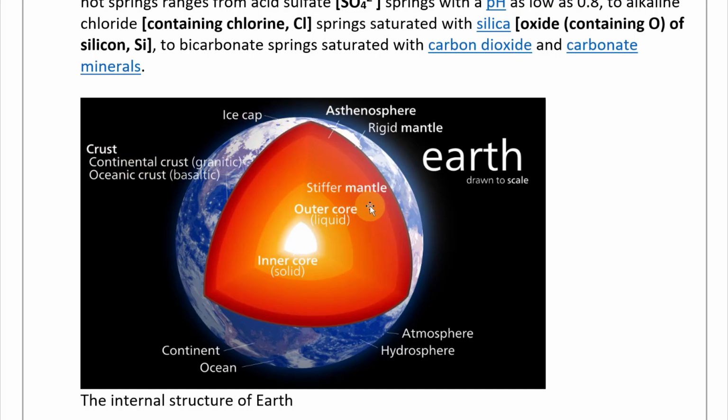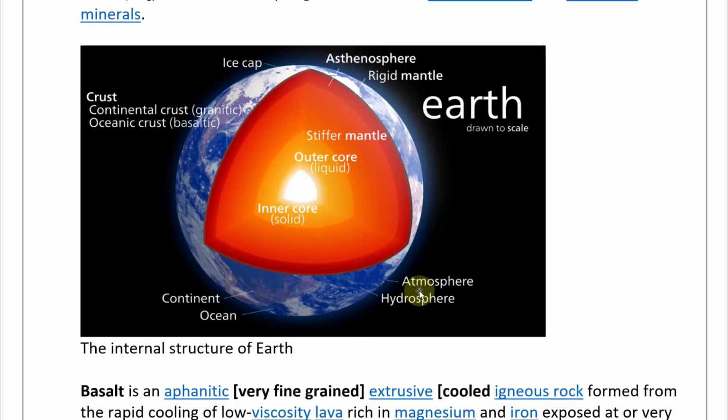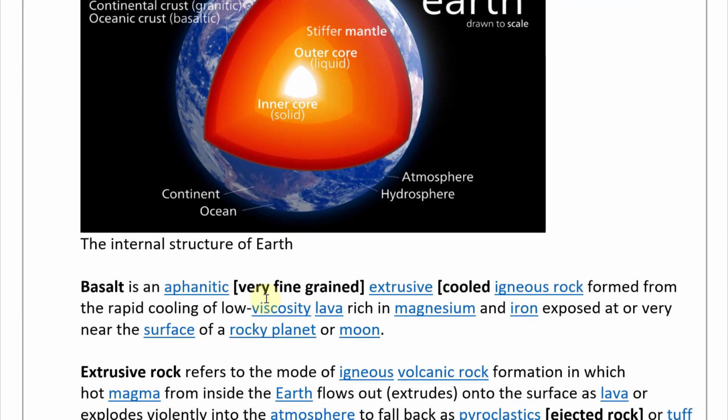And let's see the other setup here. So this is the asthenosphere, and then there's a rigid mantle there. We'll get over some of these terms in a bit. And then you have the stiffer mantle, and there's the outer core, which is liquid, and the inner core is solid, which is interesting. You have the atmosphere, the hydrosphere, and so on.